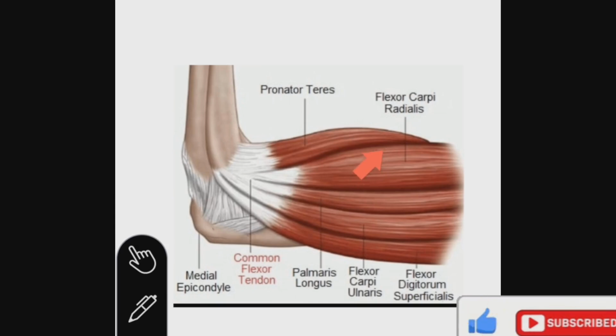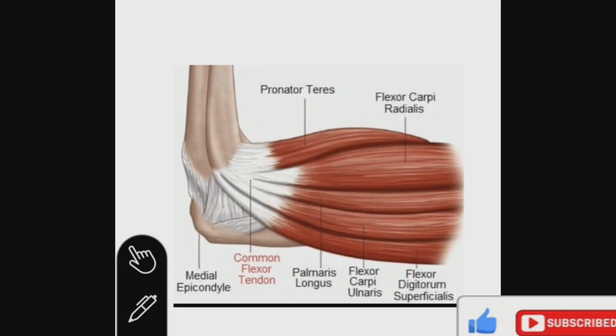Then you have the palmaris longus. Palmaris longus, again, originates from the medial epicondyle, inserts into the palmar aponeurosis, again, median nerve, and is a weak flexor. Then the flexor carpi ulnaris now is the only one that's innervated completely by the ulnar nerve, again originates from the medial epicondyle, inserts into the carpals, and is a flexor.